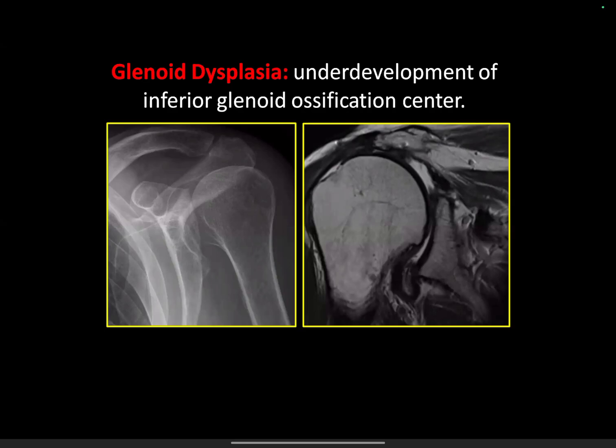There are a set of anatomical variants that can predispose to posterior dislocation and thus instability. One of which is glenoid dysplasia. What happens is that there is an underdevelopment of the inferior glenoid ossification center. The glenoid has two ossification centers, superior and inferior. When the inferior one underdevelops, the patient will have glenoid dysplasia. As a compensatory mechanism, there will be hypertrophy of the labrum as well as the cartilage.